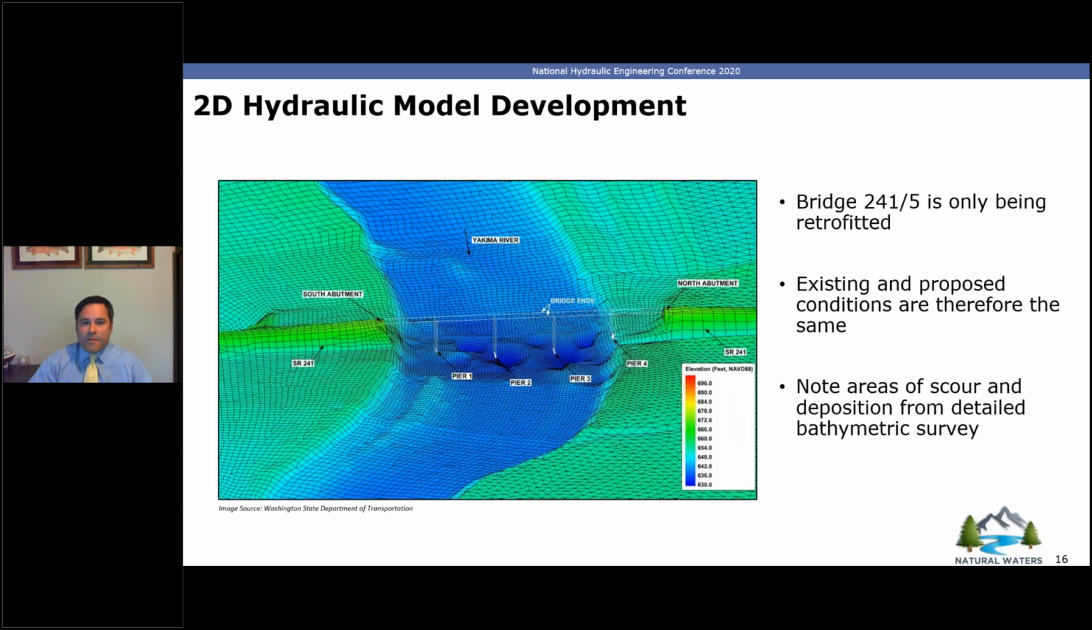So again, specific to this project, we had 2 bridges that were in question. Again, the 241-5 bridge was over the main stem and it was only being retrofitted. So therefore, the existing conditions and the proposed conditions are the same. One cool thing you can see in this image is some of the amazing work of the South Central Region survey crew led by Kevin Colascio. You can actually visualize in the terrain data some of the erosional and depositional features near the bridge.